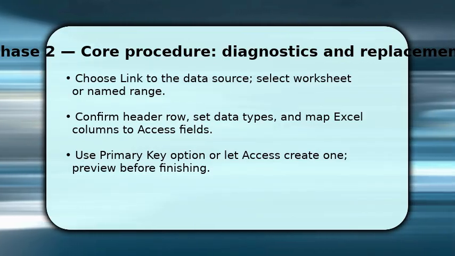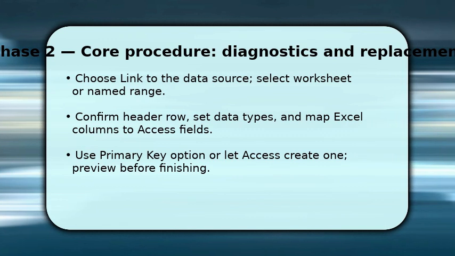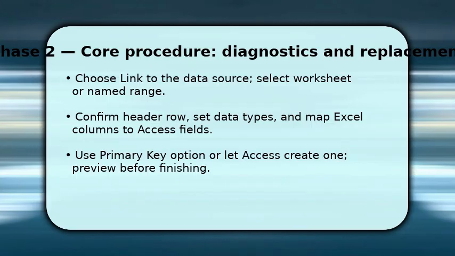Once you map Excel columns to Access fields, decide on a primary key. Either pick an existing unique column or let Access create an ID. Preview the linked table. You finish by validating live behavior and handling common problems.